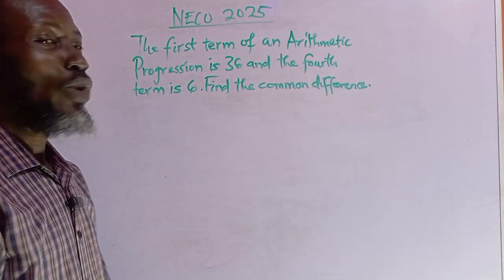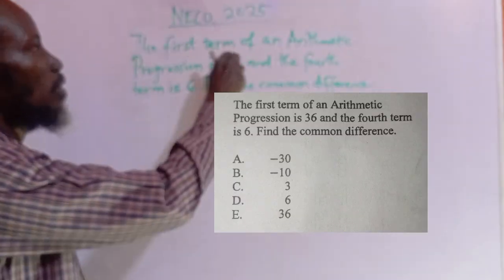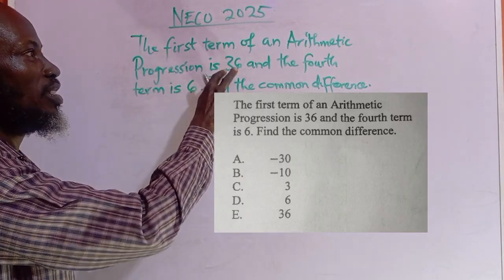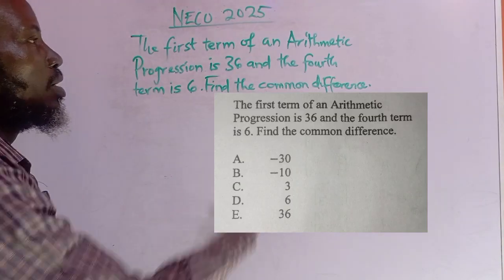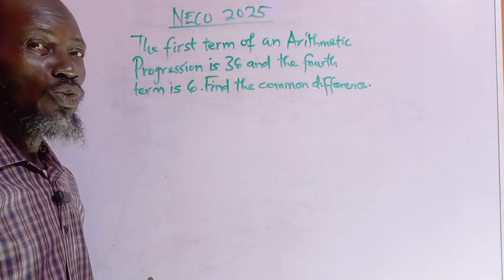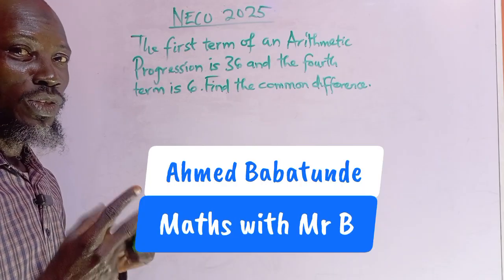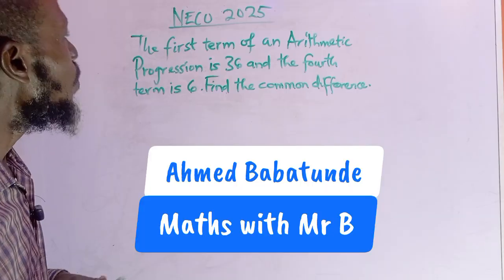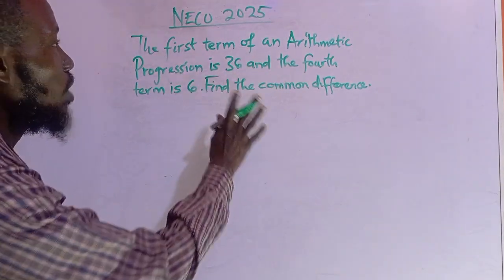Let's look at this NECO question 2025. The first term of an AP (arithmetic progression) is 36 and the fourth term is 6. Find the common difference. To solve this question, which is under arithmetic progression, or arithmetic sequence, the first thing we need to do is analyze the information we are given.